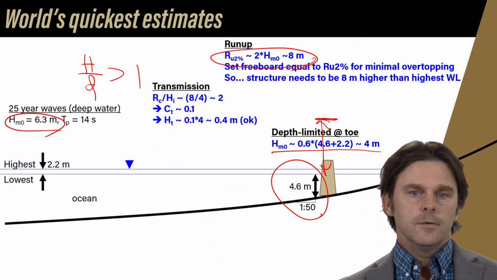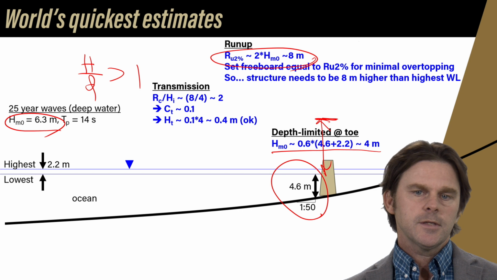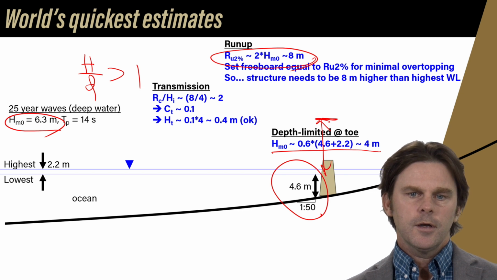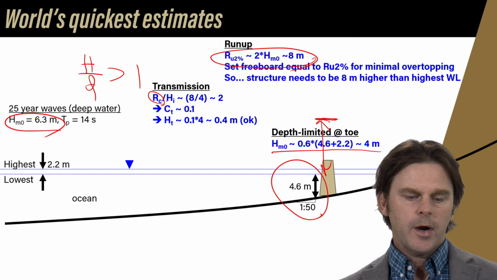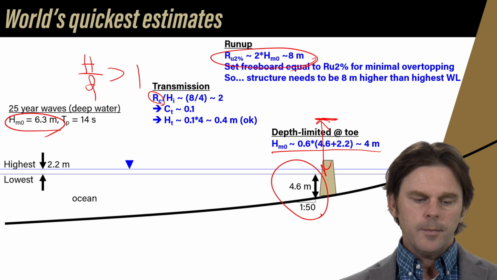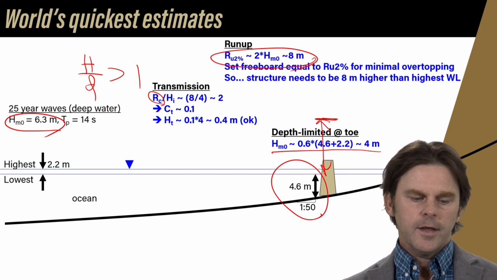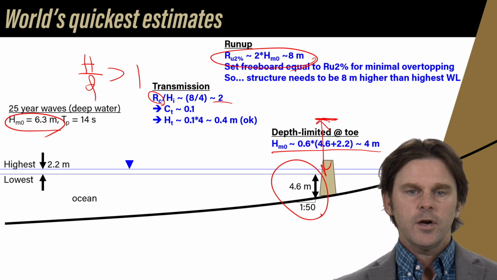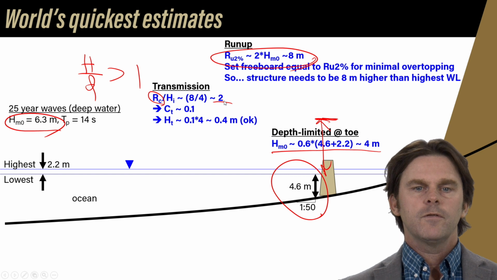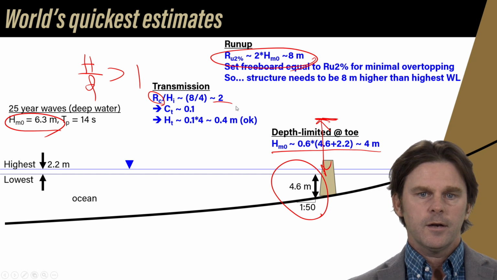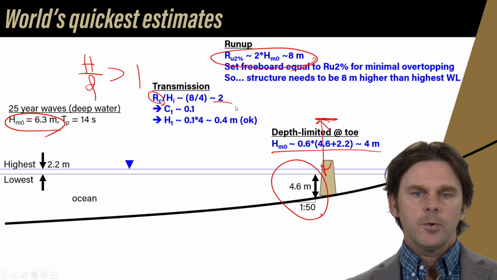So that's number 2. Number 3 is transmission. We know transmission is based on relative freeboard. If the relative freeboard is 8 meters, which we require for the run-up, and the wave height is 4, that gives us a value of 2. That is a very high relative freeboard, and we would expect very low values of the transmission coefficient and therefore the transmitted wave height, okay? So these are very quick and dirty estimates.